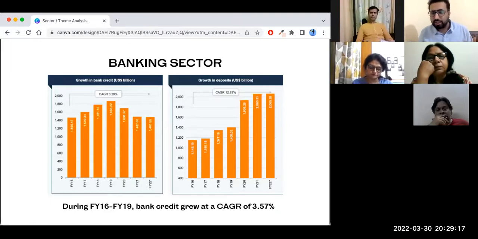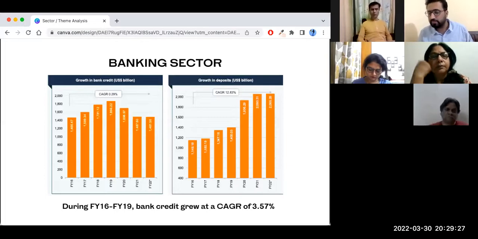Why is the calculation in dollars? Why is it not in rupees? It depends on what base metric you use. Many IPOs, when they publish the DRHP, have the numbers in dollars.